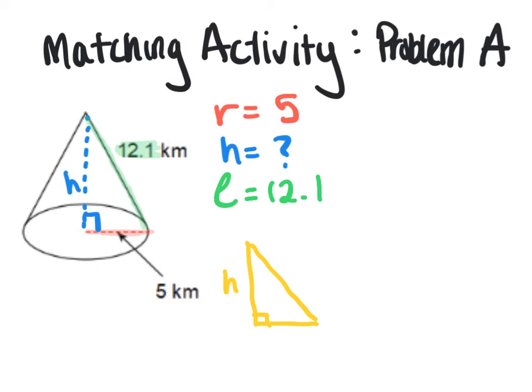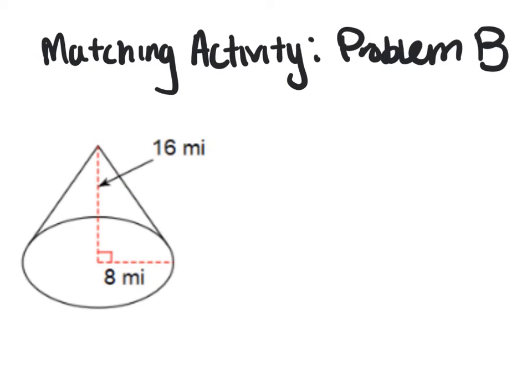Now looking at this, we have a right triangle because I have this is h, this is 5, and this is 12.1. So we use Pythagorean theorem with 5 squared plus h squared equals 12.1 squared and solve to figure out what h equals.